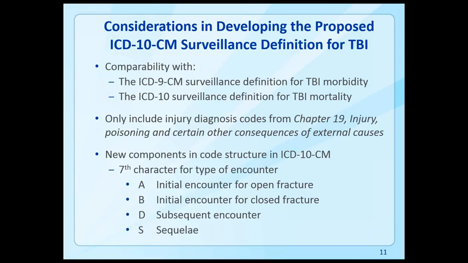So when it comes to thinking about our surveillance case definition, we needed to be mindful of, are we going to include all of these different 7th characters or only just some of them? And a lot of that has to do with whether or not we're looking for an incidence-based definition as opposed to a prevalence-based definition. So in an incidence-based definition, we're trying to identify how many new cases happened within a period of time. Whereas in a prevalence-based definition, we're trying to identify anyone in the population who might have a given condition.